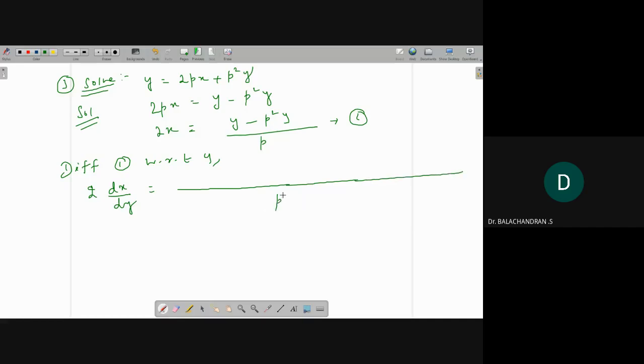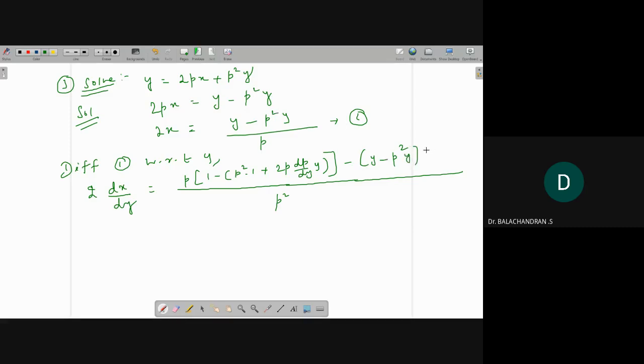P square p as it is in the numerator. If you differentiate with respect to y, you get 1 minus, by the uv method, p square into 1 plus 2p into dp by dy into y as a bracket minus. So you should do this a little bit carefully. There are so many terms you have. So keep the numerator as it is.